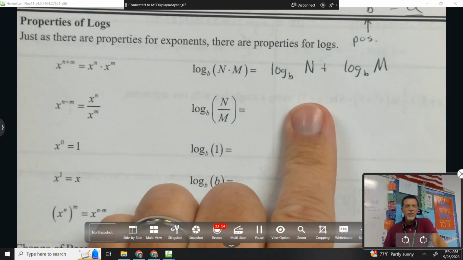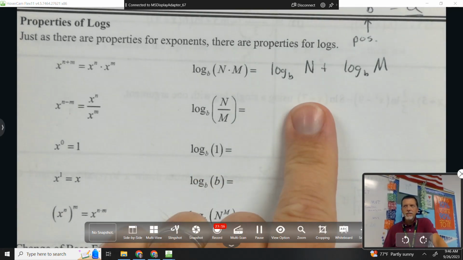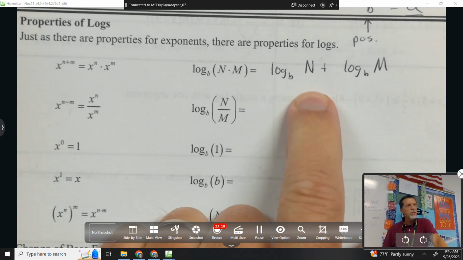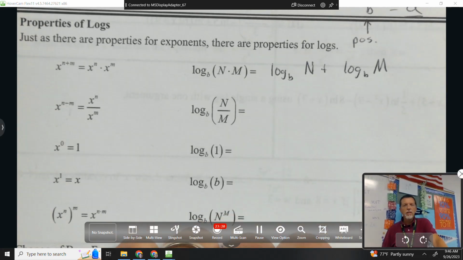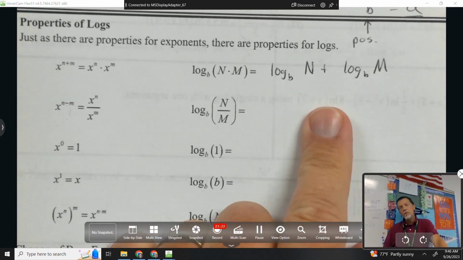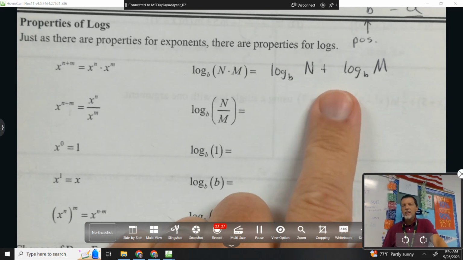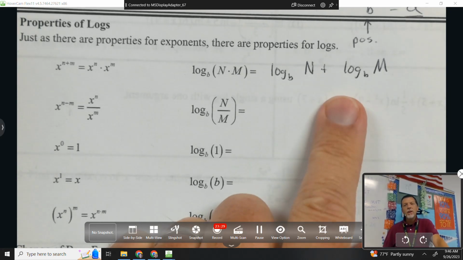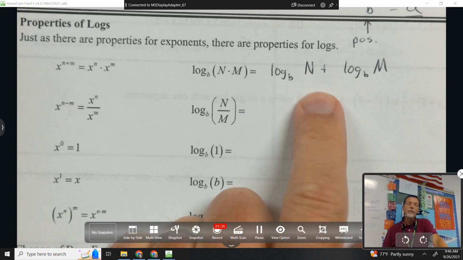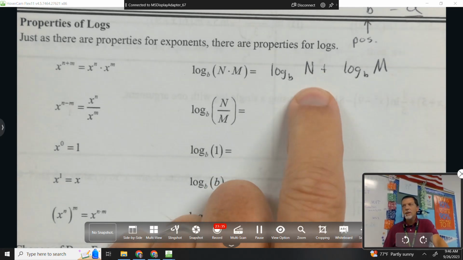I assume y'all saw this last year if you did logs last year, because this is one of the earliest things you would do with logs, is use these properties. These properties are huge in calculus. They took a test today that wasn't specifically about this, but their life got a whole lot easier if they remembered this property. Haven't graded them yet. I hope they did this because it made the problem a lot easier.